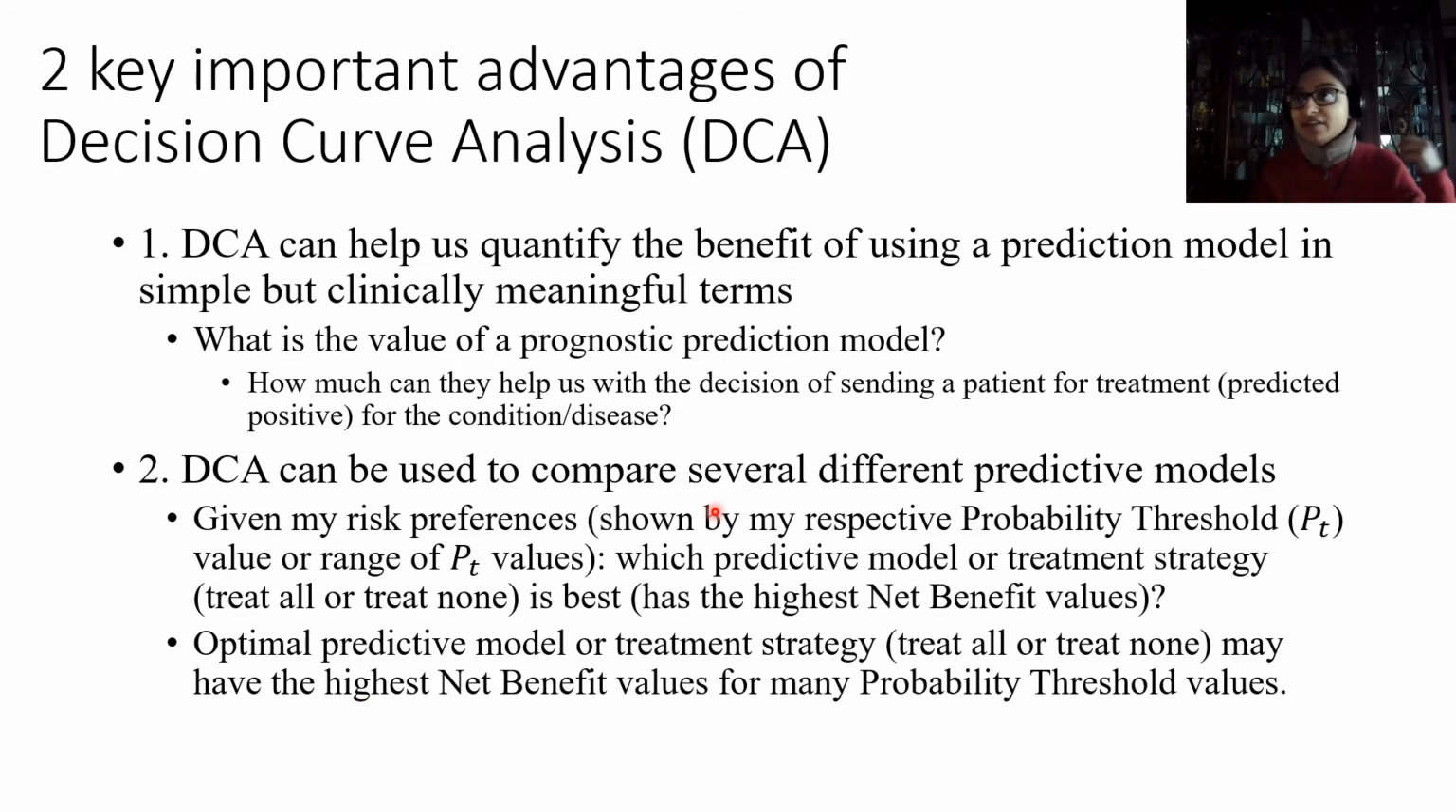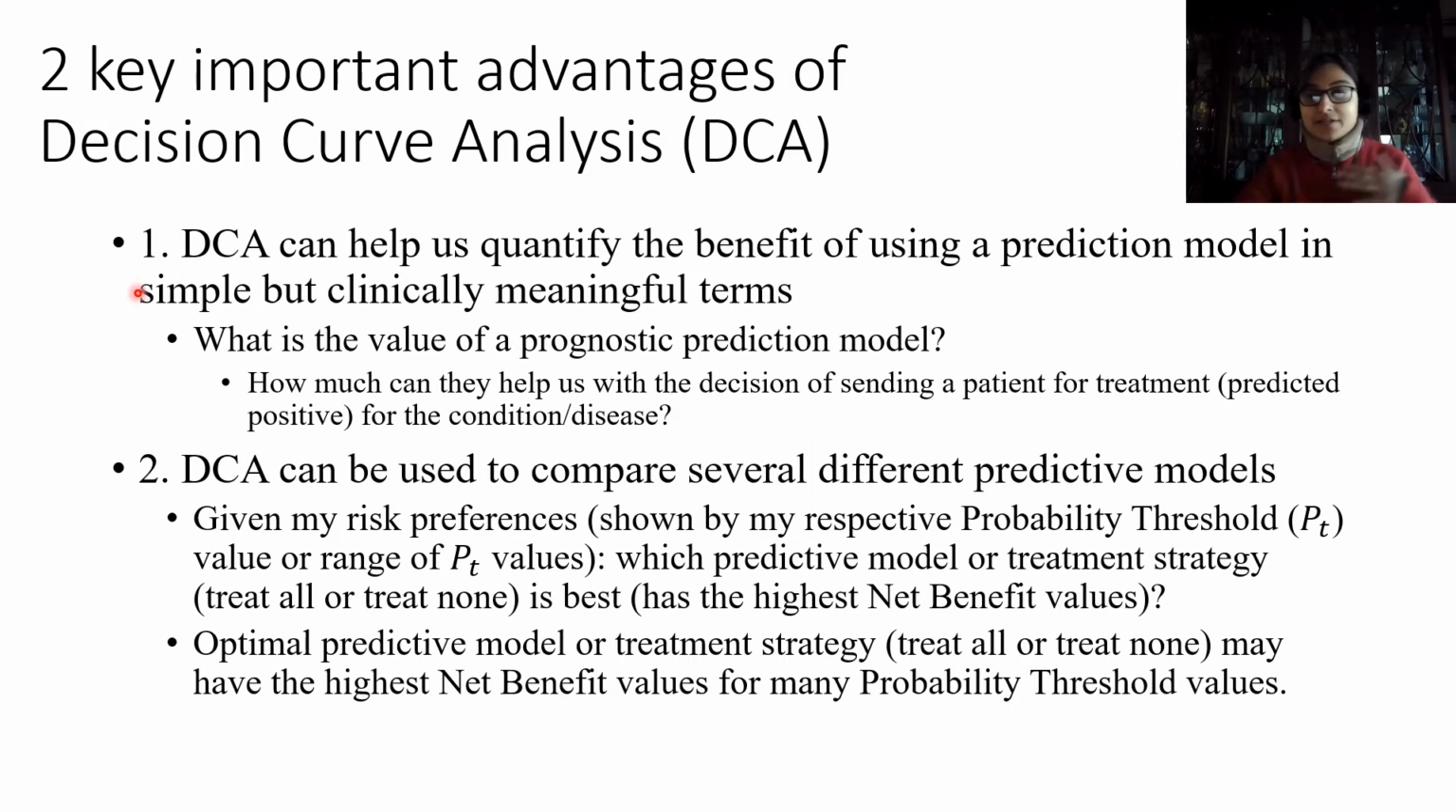So I'm comparing my predictive models against each other and against the extremes of let's treat all patients or let's treat no patients. Those are the two extremes that we're trying to compare against and see what is the net benefit, what is the impact of these predictive models against just treating everybody or treating nobody, which ones tend to be the most optimal for many of the probability thresholds, or which ones are optimal for our probability threshold. So based on that, we can then better select predictive models that we want to use and justify why they are useful. So these are the two main advantages of decision curve analysis.